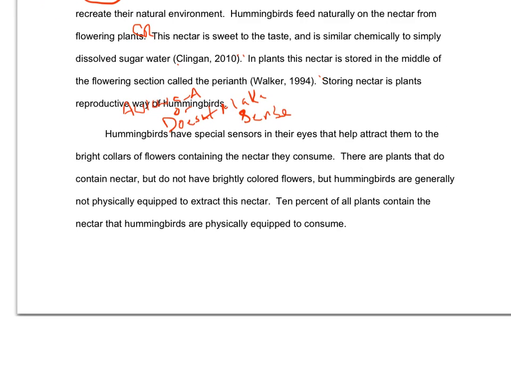So then we move on. We get hummingbirds have special sensors in their eyes that help attract them to bright colors. Oh, that's not colors, that's collars. Once again, a word that wouldn't show up in Word's spell check. Bright colors of flowers containing the nectar they consume. There are plants that do contain nectar, but do not have brightly colored flowers. But hummingbirds are generally not physically equipped to extract their nectar.